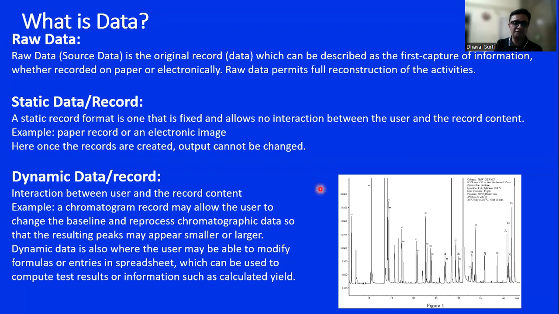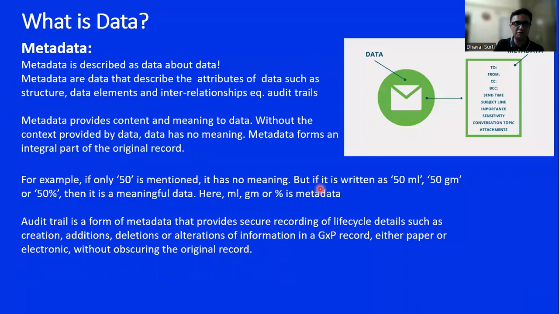Another example: if we have an Excel sheet or spreadsheet where I can modify the formula, if it is not locked and not password protected, then it becomes dynamic data. So once we are clear with what is data, what is raw data, what is static record, what is dynamic record, let's move forward to understand what is metadata.